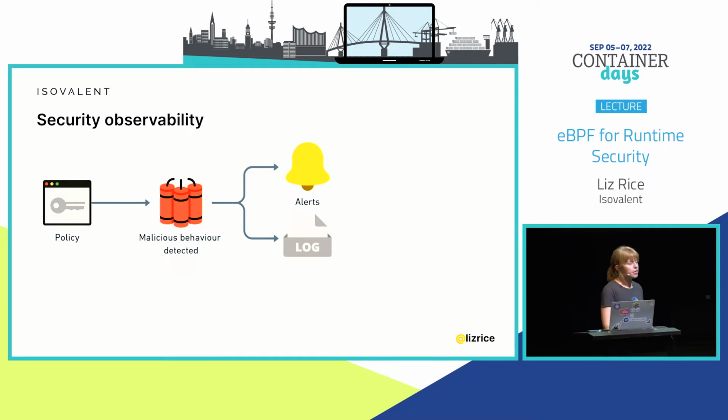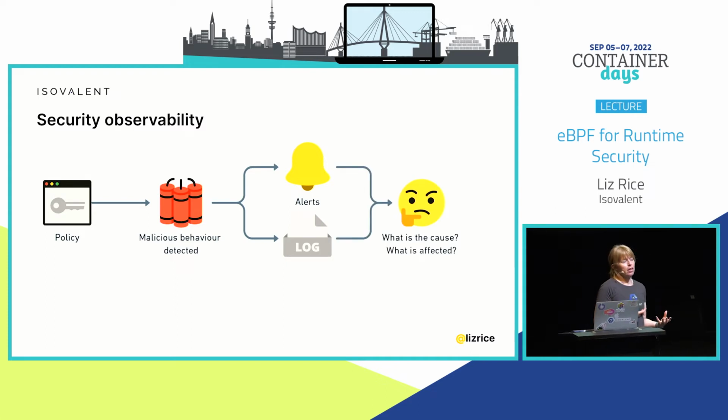What is the difference between observability and security observability? The difference really is policy, being able to decide which of the activity that you can observe is malicious. How do we tell the difference between normal expected behavior and malicious or suspicious behavior? And the answer is policy.